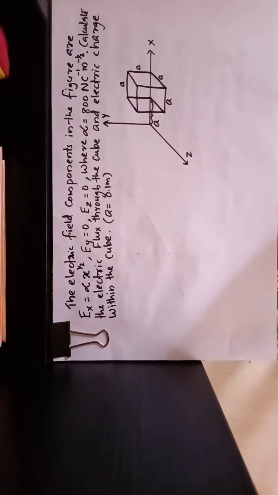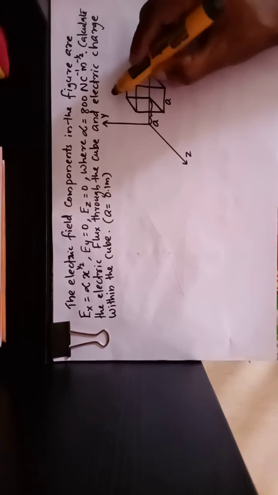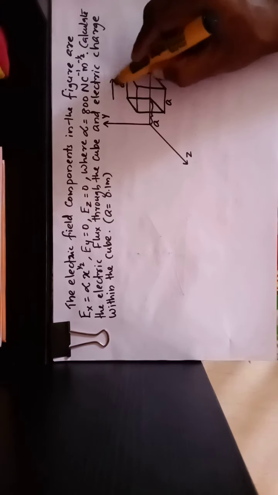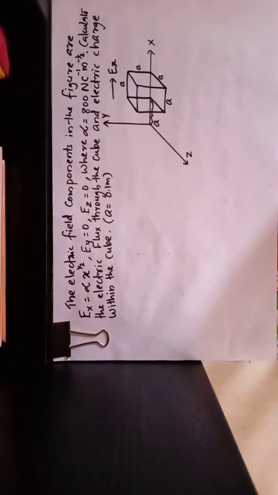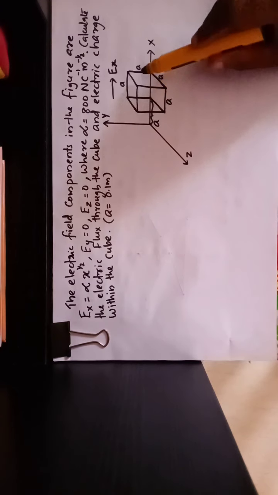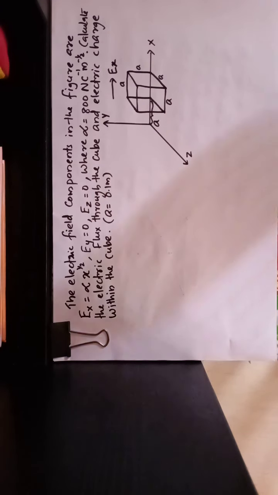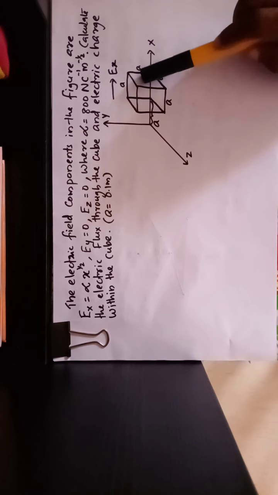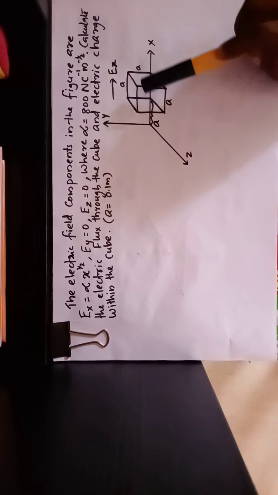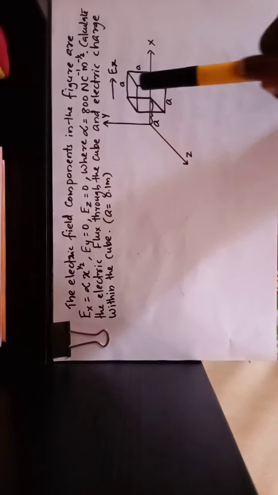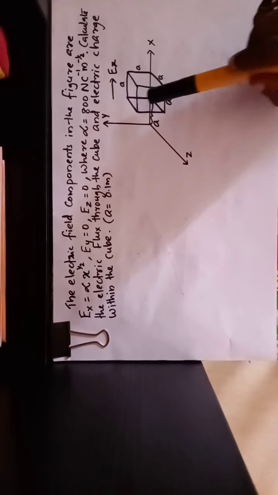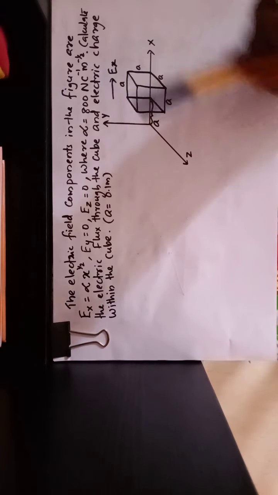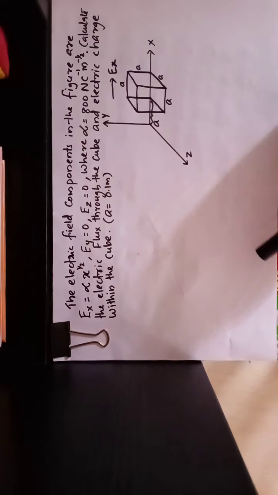And what is the direction of the electric field here? The electric field is also in the x direction. So the electric field lines will pass through two faces, because only two faces are perpendicular to the x direction. What about the other 4 faces, 1, 2, 3 and 4? These 4 faces are parallel to the x direction, so the field lines will never pass through them.